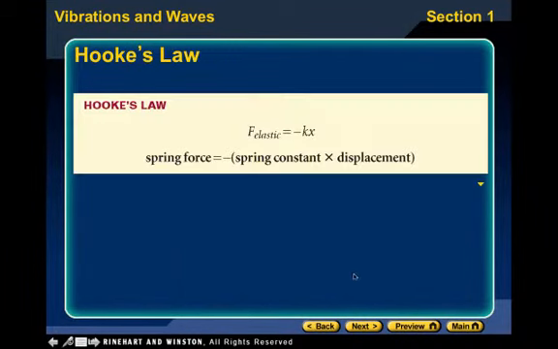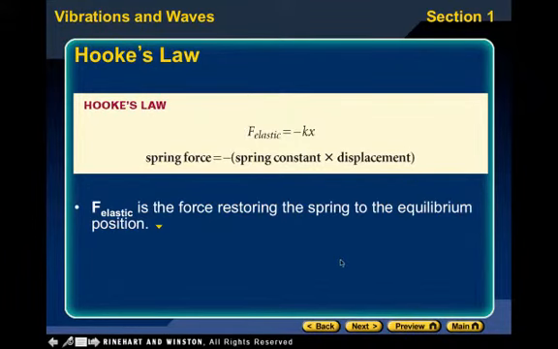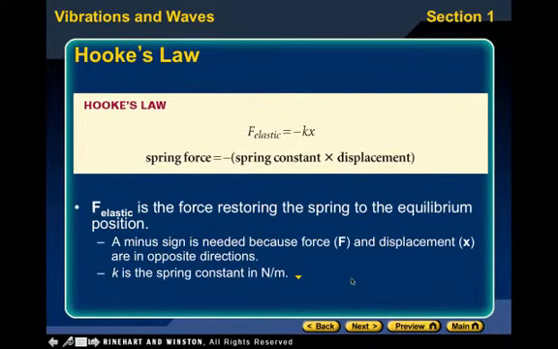Okay, let's look at springs first. Hooke's law. Hooke's law gives the elastic force. So the force of the spring is equal to negative k, and k is the spring constant. Each spring has its own constant, and it won't change for that spring. Times x, the displacement. For each spring, it will be different, but if you're dealing with the same spring, it always stays the same.